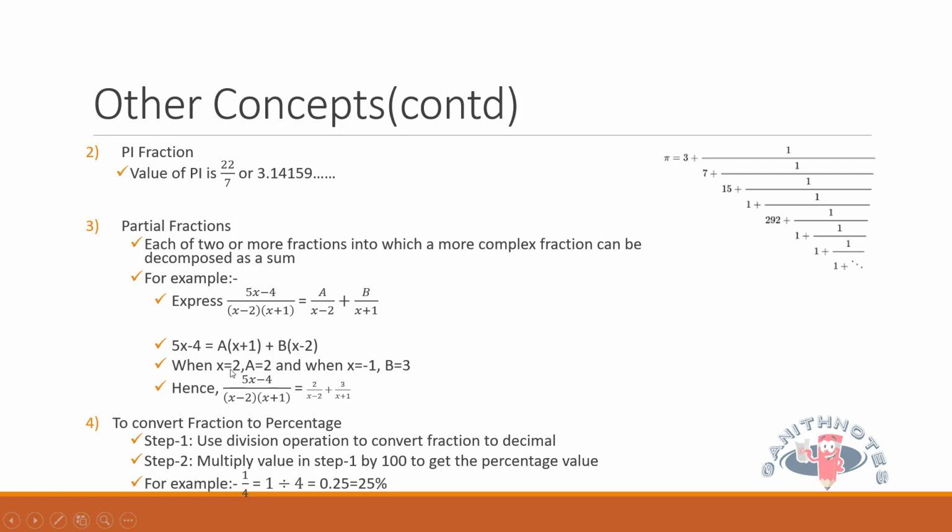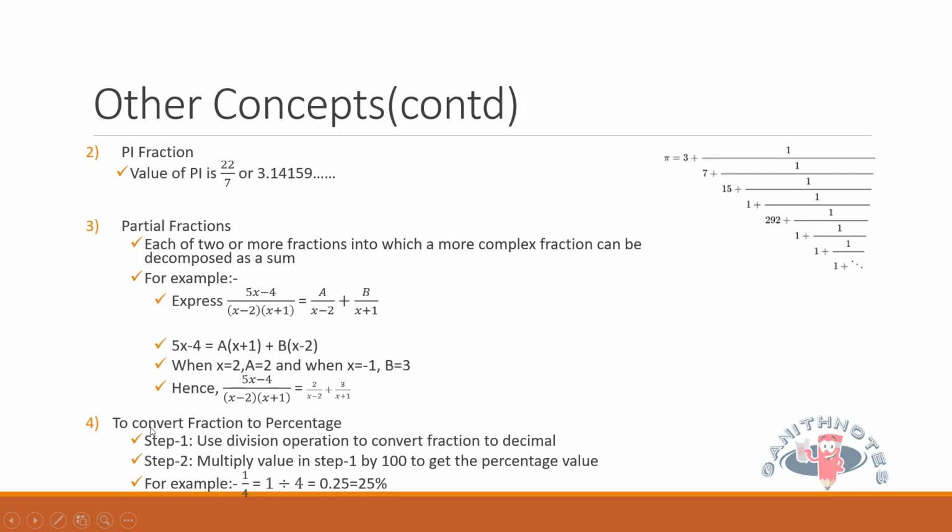So we are going to find out the value of a. When x is equal to 2, we have to substitute in this particular equation 5x minus 4 is equal to a into x plus 1 plus b into x minus 2. When you put x is equal to 2 in this equation, we will get the value of a as 2, and when we put the value of x is equal to minus 1, we will get the value of b as 3. So we can just substitute the value of a and b in the initial expression to make it as a partial fraction. So we get 5x minus 4 divided by x minus 2 into x plus 1 is equal to 2 divided by x minus 2 plus 3 divided by x plus 1. So this is an example of partial fraction.